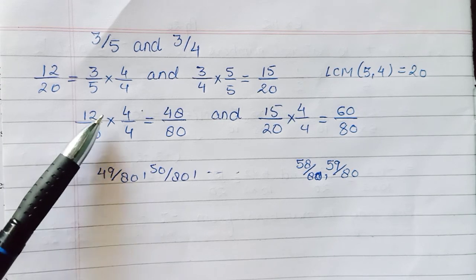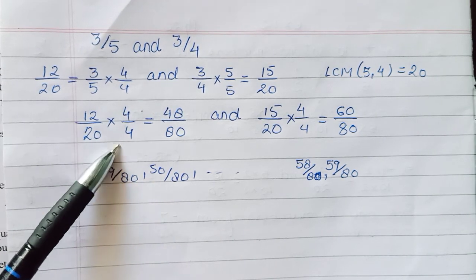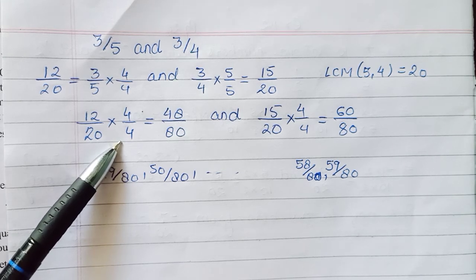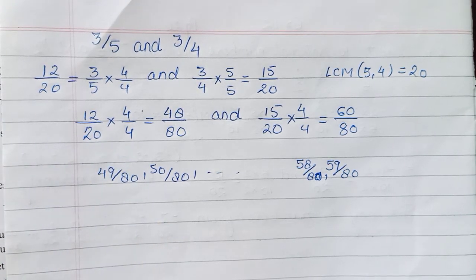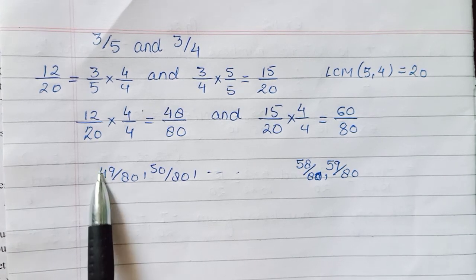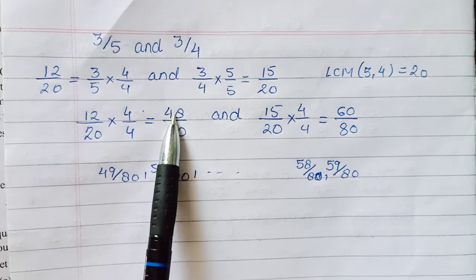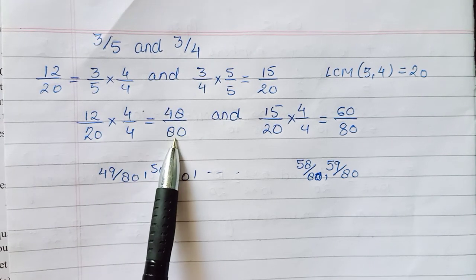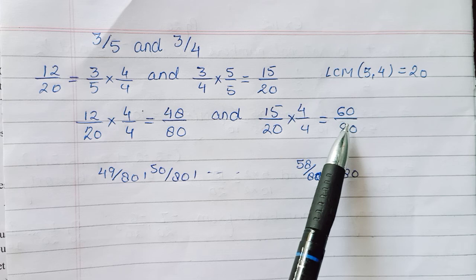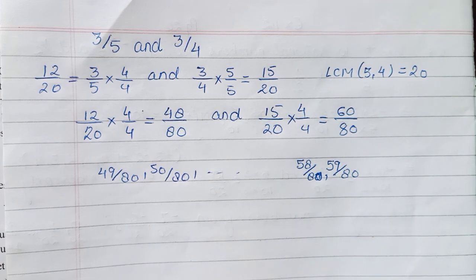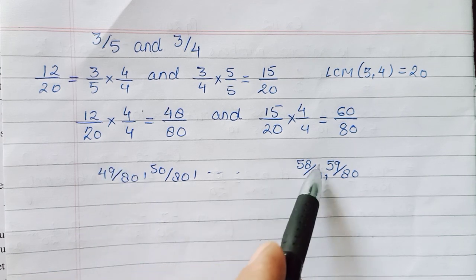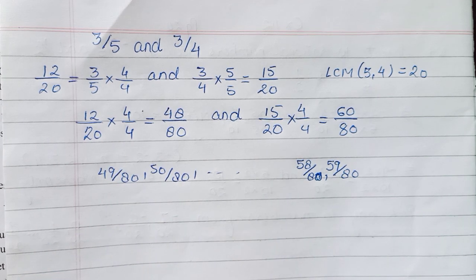So this time I have taken the fourth multiple, multiplied by 4 upon 4. Try with a smaller multiple first, but if you don't get enough numbers, then go for a higher number, then a higher number. So this number now, multiplying by 4, becomes 48 upon 80. The other one becomes 60 upon 80. Now between 48 and 60 we have many numbers, 49, 50, till 59. You can choose any 10 out of these.